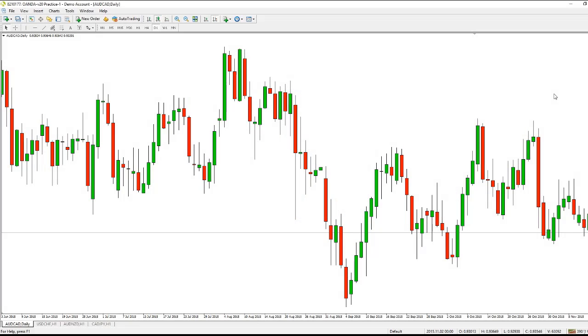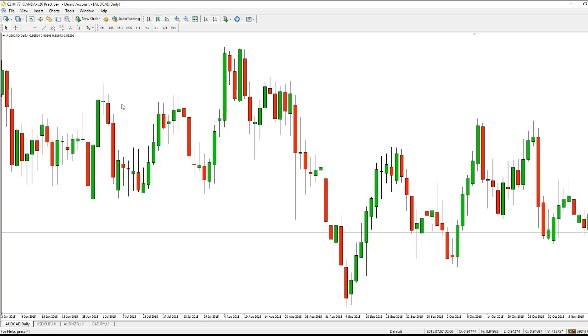Alright, so we're back on our chart here in our MetaTrader 4 platform. We've got the Australian dollar, Canadian dollar currency pair pulled up on the screen. We're looking at the 1 day or the daily bar chart. So what we're going to do here is add an indicator to the chart. We're going to add the RSI indicator to the chart.